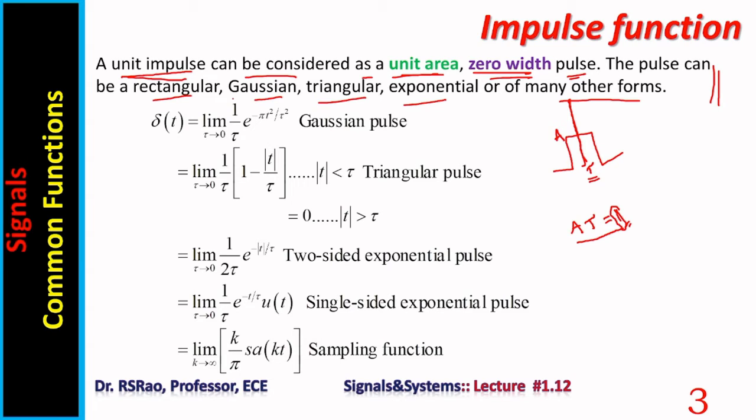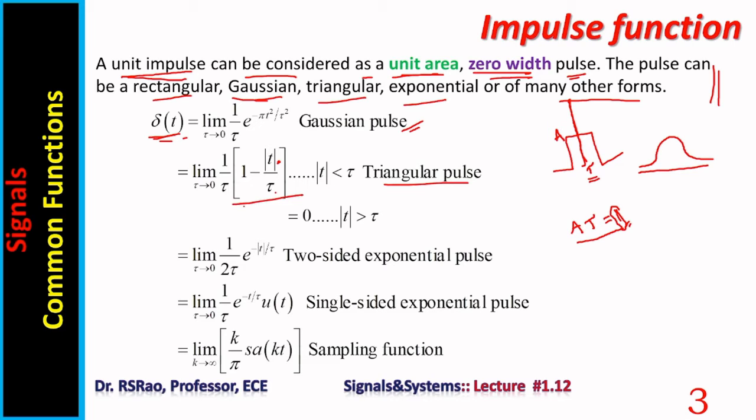One can consider a Gaussian pulse instead of rectangular. One can consider triangular, exponential, or pulses of several other forms in deriving an impulse function. If a Gaussian pulse is considered, then the definition of delta of t becomes limit tau tends to 0 of 1 by tau e power minus pi t square by tau square. The Gaussian pulse is one which we come across frequently in the study of engineering. It is also called the bell curve. It appears something like this. If one considers a triangular pulse, then the definition of delta of t becomes limit tau tends to 0 of 1 by tau times 1 minus mod t by tau.